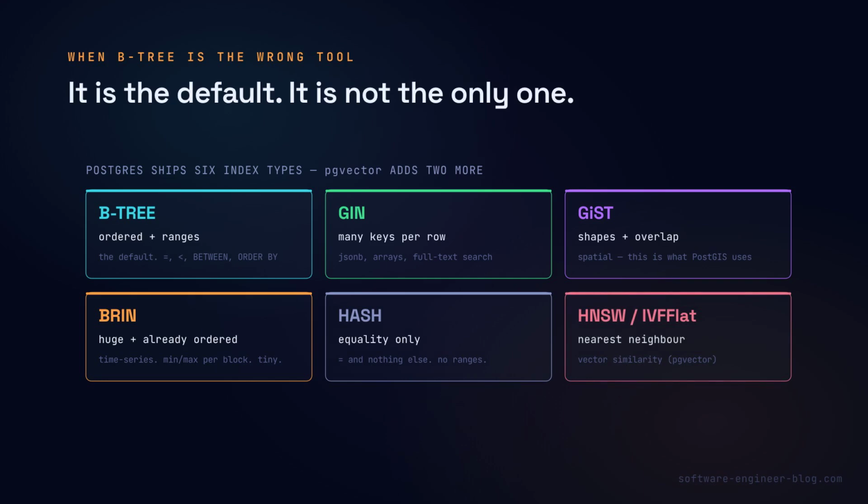So here is the landing. B-tree is the default, and it deserves to be, but not because it is always right. It is the default because ordered access, ranges, and sorting are what most queries want, most of the time, not all of the time. Knowing the other 5 is knowing when you have hit its edge.